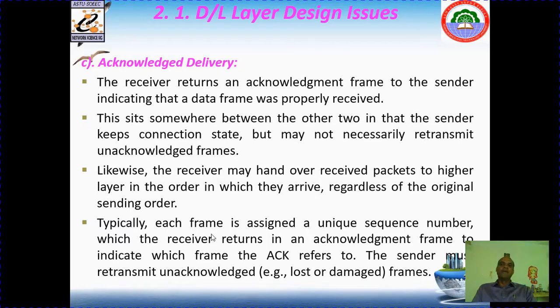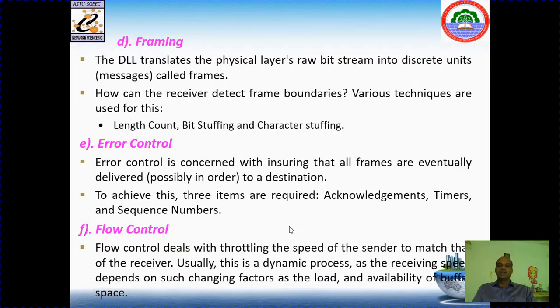Simply, it will accept every packet which it receives. It doesn't bother about the order in which the sender sends. Why? Because every frame has its own identification number. Once the frames are received randomly by the receiver, the receiver has to arrange them in the appropriate order. For that, each frame should have one identity number, called a unique sequence number, which the receiver returns in an acknowledgement frame to indicate which frame is received and which frame is not received, so that the sender can know.